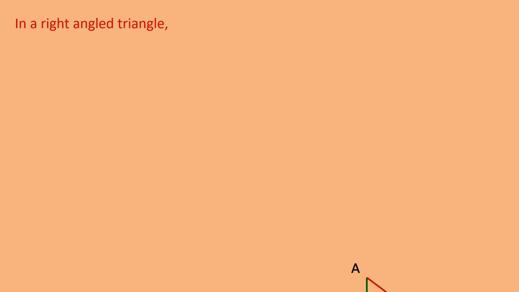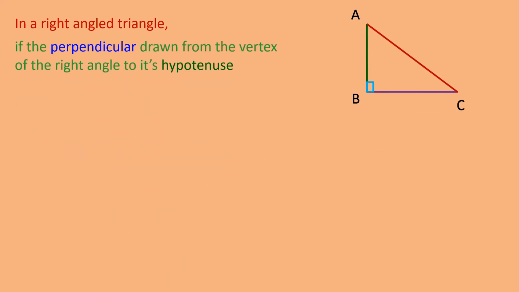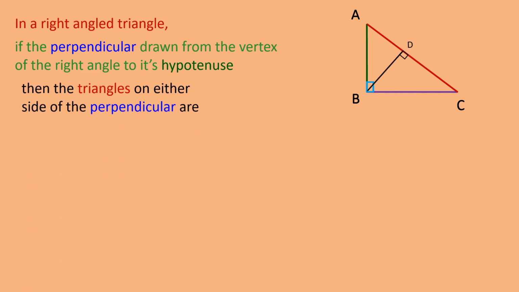In a right angle triangle, if the perpendicular is drawn from the vertex of the right angle to its hypotenuse, that means from vertex B we are drawing a perpendicular on side AC, and AC is the hypotenuse. Then the triangles on either side of the perpendicular, that means BD is a perpendicular on AC, so you can see two smaller triangles on either side of BD. They are indicated here.